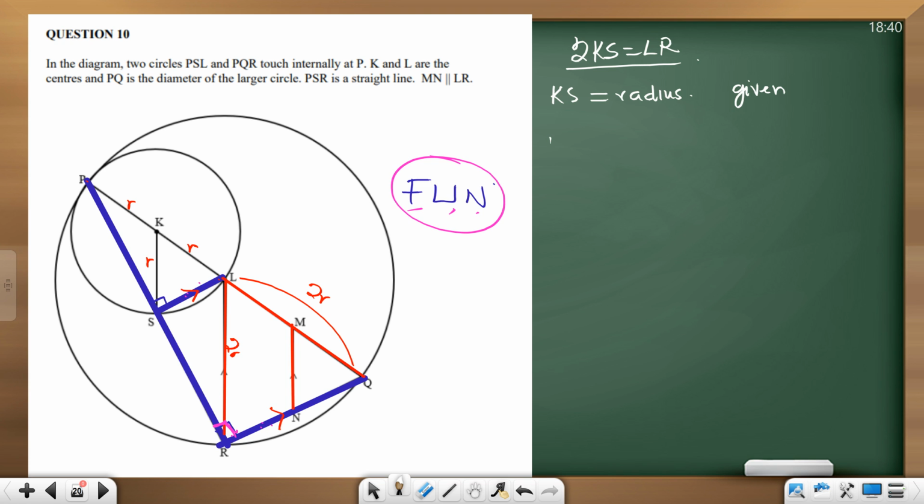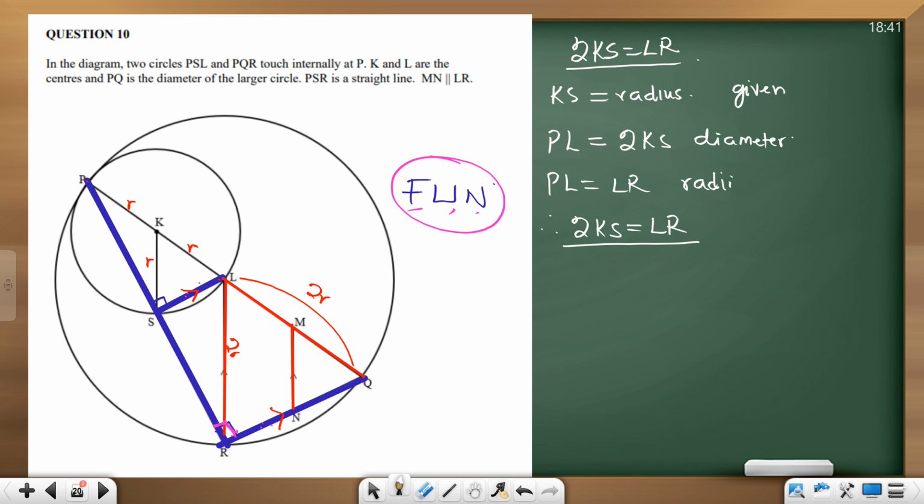All right, so can I say PL is equal to what? 2KS, which is what? Diameter. But as well, I now know that PL equals to what? LR, which is what? Radii. Does that make sense to you? Of the big circle now. Therefore, PL is 2KS. 2KS equals to what? Because I'm only replacing that there.